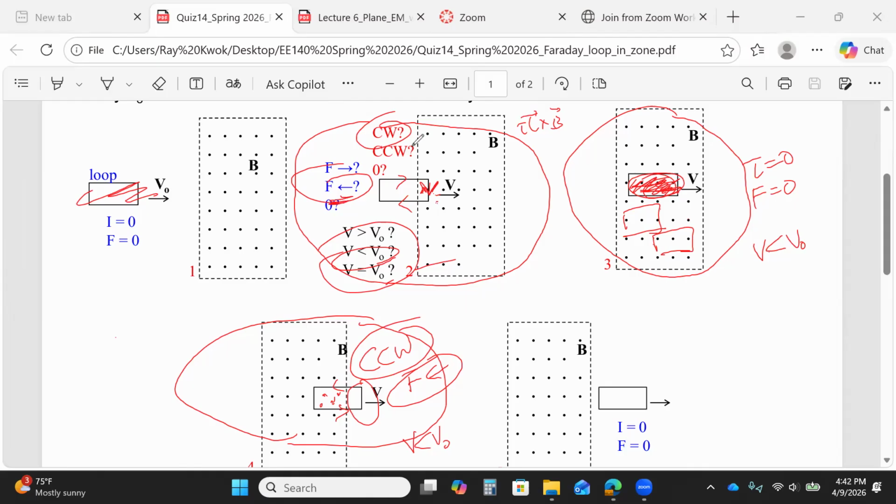Yes. QV cross B is the same as IL cross B. Yeah, but it has a velocity in the B field. Oh, it does, but they cancel on both sides. So if I look at the loop, actually, I have no current. Why would I have a force? Right? Even if I have a current, I will have no force.